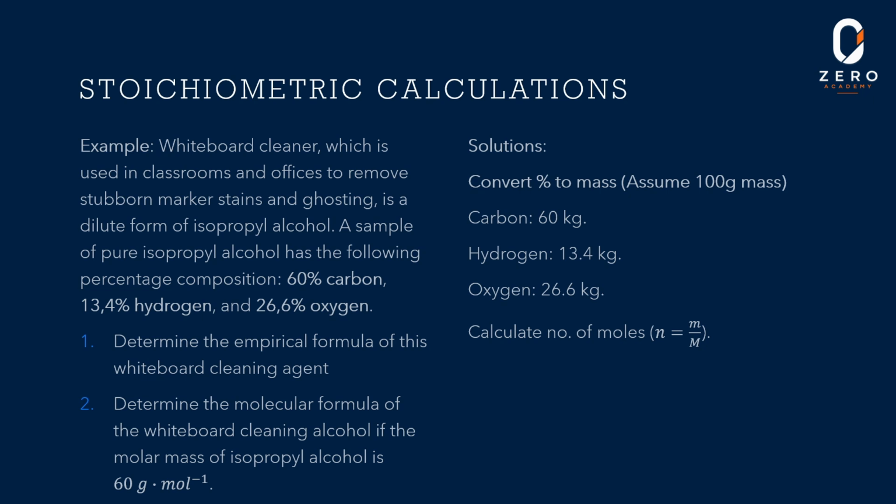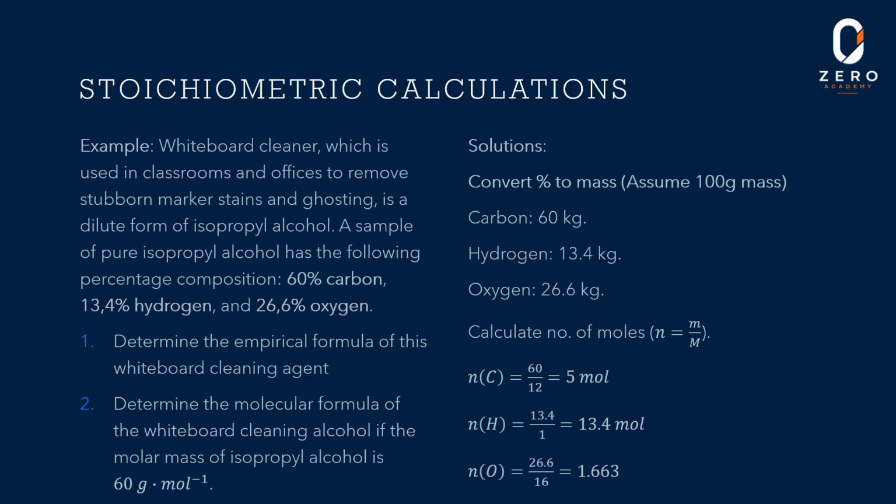Next, we're going to calculate the number of moles of each element. Number of moles of carbon is equal to 60 divided by 12, which is mass divided by molar mass, which is equal to 5 moles. And number of moles of hydrogen is equal to 13.4 divided by 1, which is mass over molar mass, which is equal to 13.4 moles. And finally, number of moles of oxygen is equal to 26.6 divided by 16, which will give us 1.663 moles.